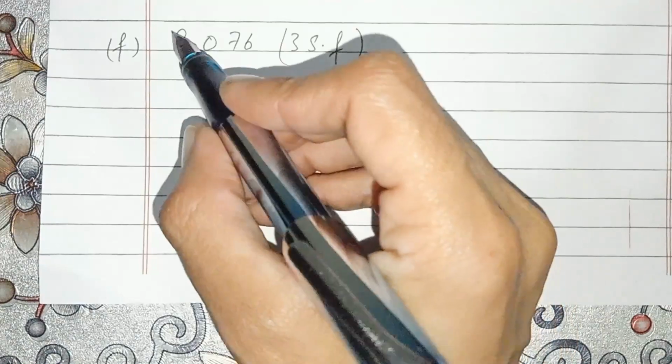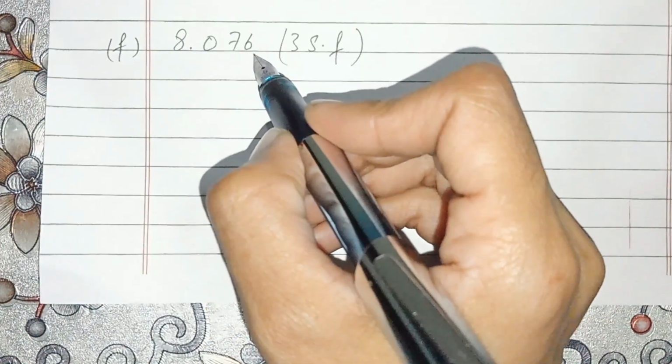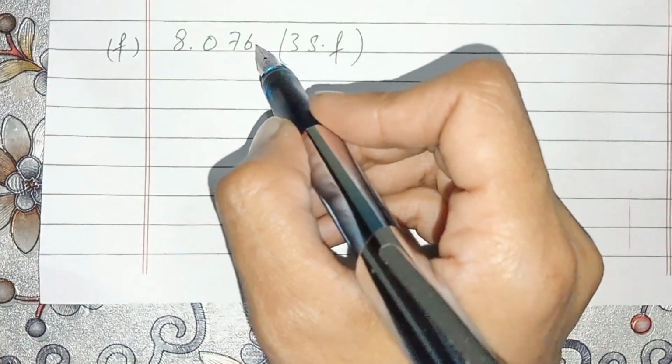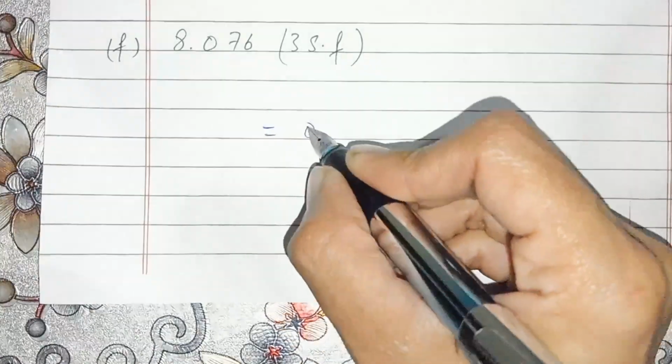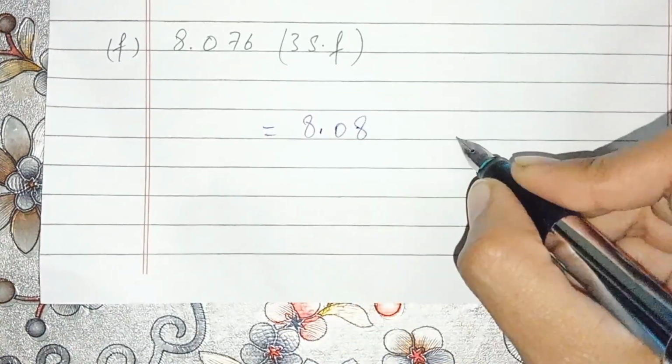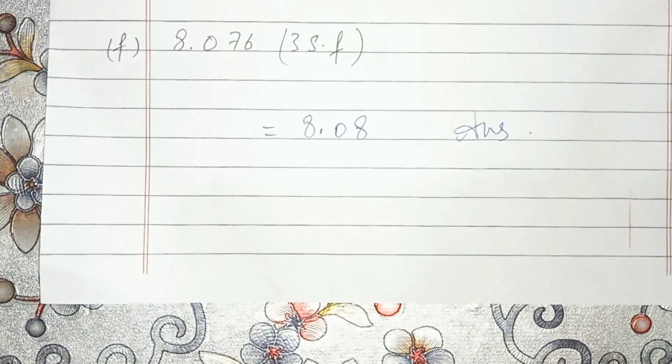Number F, 3 significant figures, this value, and we can see that there is 6 which is greater than 5. That's why the answer of this value is 6.08. Now students, this is part F, and question number 4 is solved. I hope you understand these questions very well.